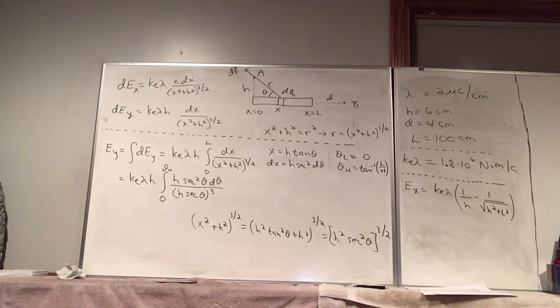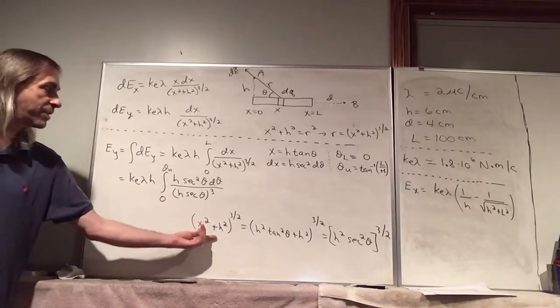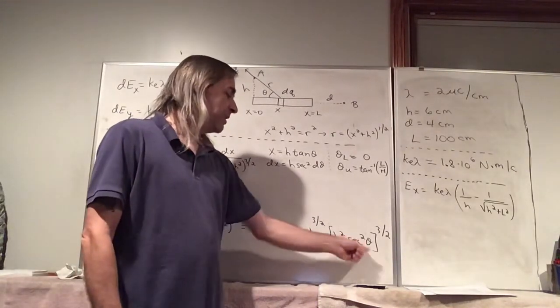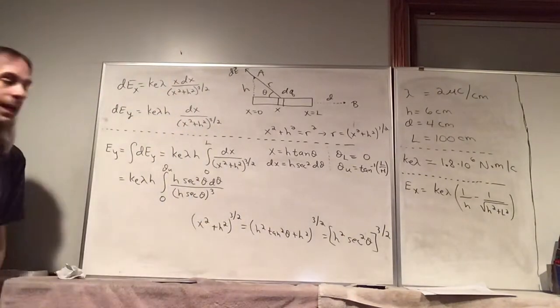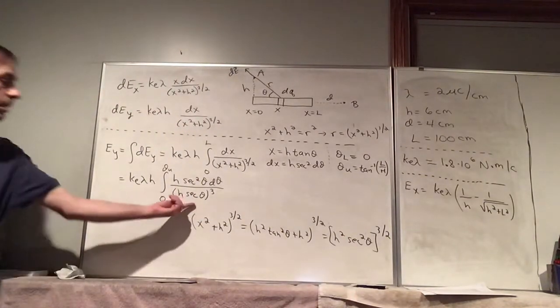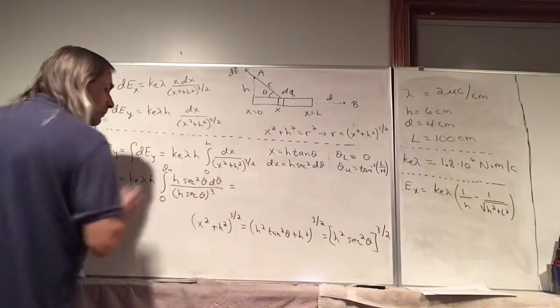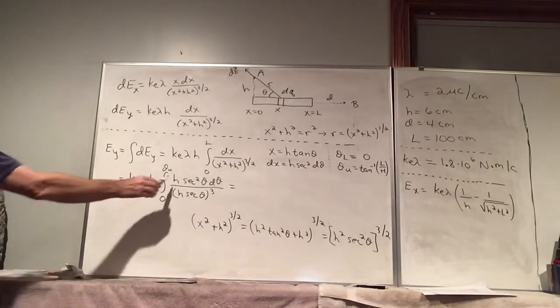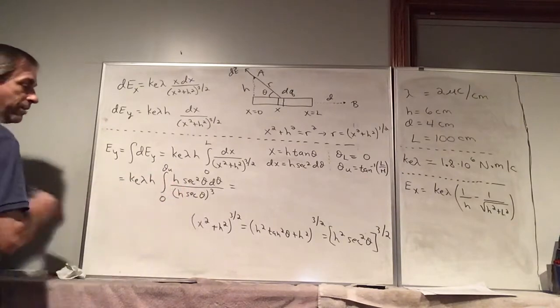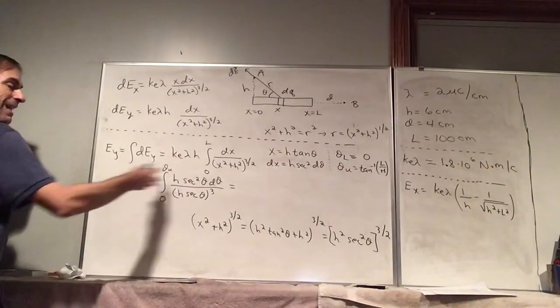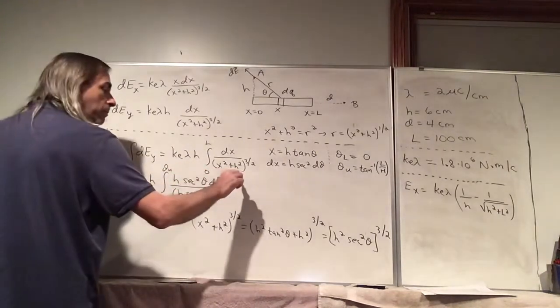So again, on the bottom we have x squared plus h squared to the 3/2. That's h secant theta squared to the 3/2, or h secant theta cubed. And so, let's simplify that. Here we have h over h cubed, which is 1 over h squared. But that's just a constant, so we can pull that out of the integral.